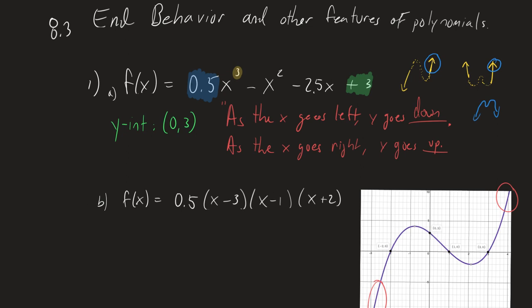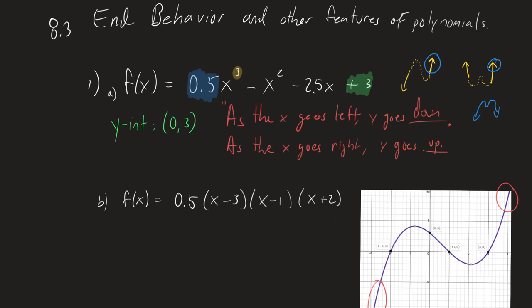So I would say, as x goes left, y would go down. As x goes right, y would go up. So that's how I would describe that. But I want to do that without the graph, right? So we're going to use those letters to help us. That's the main two things coming from the general form: the end behavior and then the y-intercept.